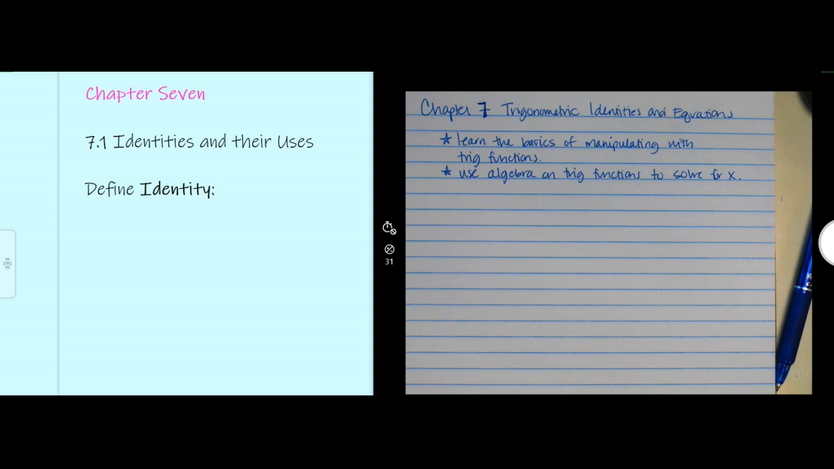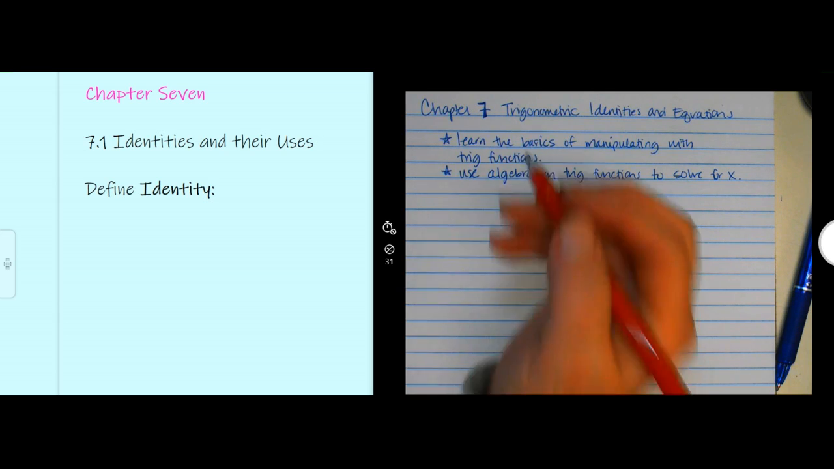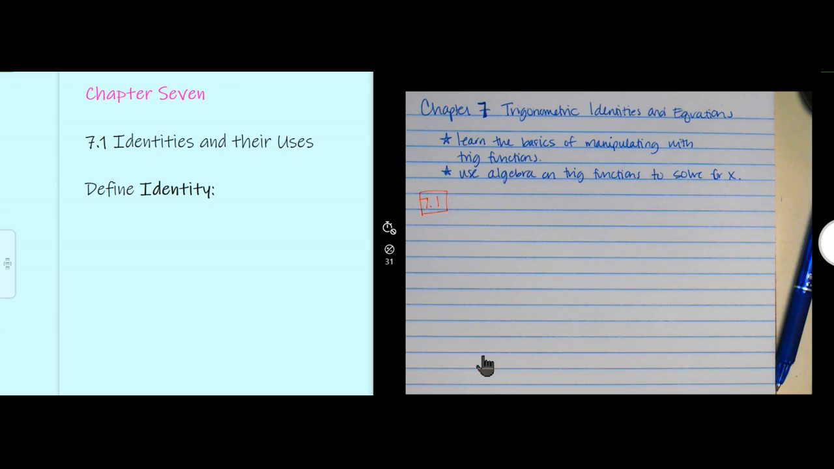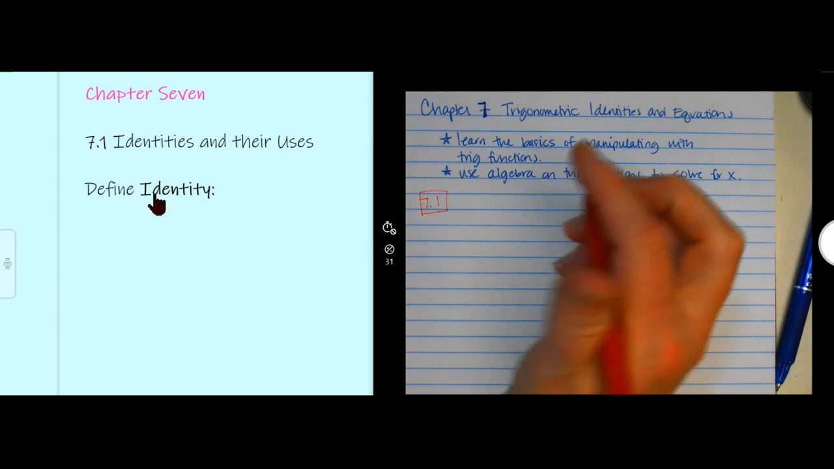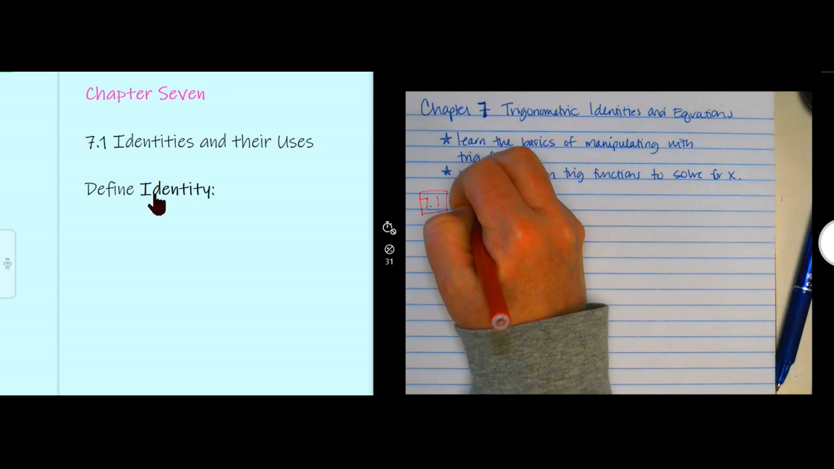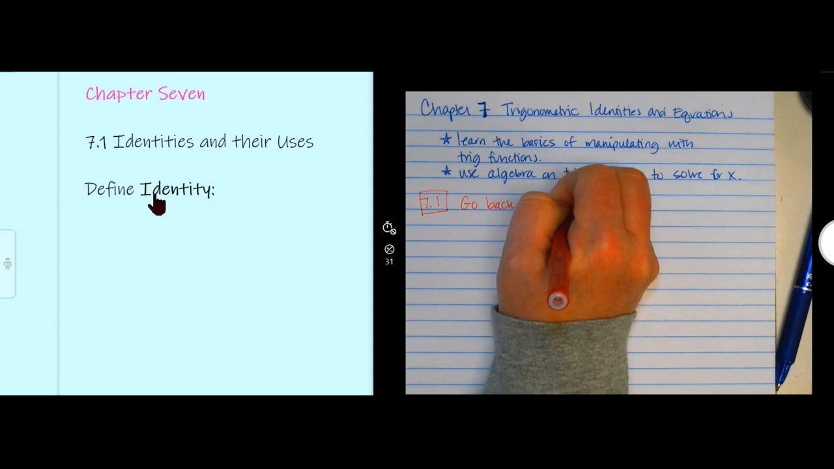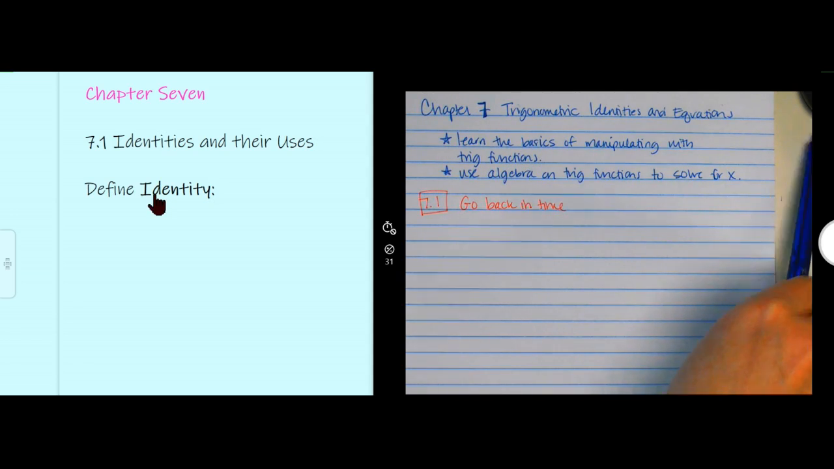So identity is a word that we looked at a long time ago. You probably first saw it in middle school, where you defined it as the additive identity and the multiplicative identity. So we're looking at 7.1, which is all about identities and their uses. I'm going to define identity in a second, but I want to go back in time to where we first saw the word identity.